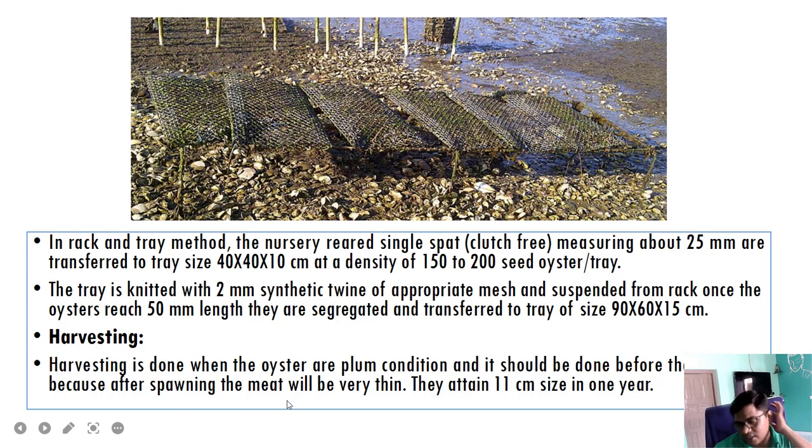Okay, now after this grow-out, the harvesting is very important. Harvesting is done when the oysters are in plump condition, and it should be done before the spawning, because after spawning the meat will be very thin. So remember that we culture these oysters for eating purposes. These oysters should be harvested before spawning, because after spawning the meat will be thin and there is no demand, since the meat is not there. They attain 11 centimeter size in 1 year.